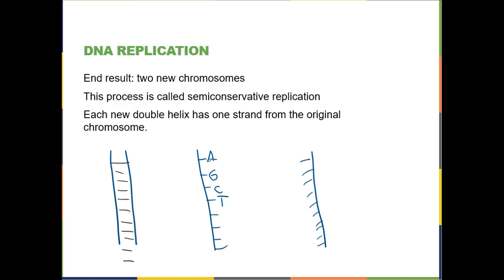Then polymerase is going to come along and put a new strand here, just using the rules of complementarity. So does anybody recall what's supposed to be across from A? If you're thinking T, you are right. Across from G. If you're thinking C, you are right. And then, of course, G is across from C, A is across from T.